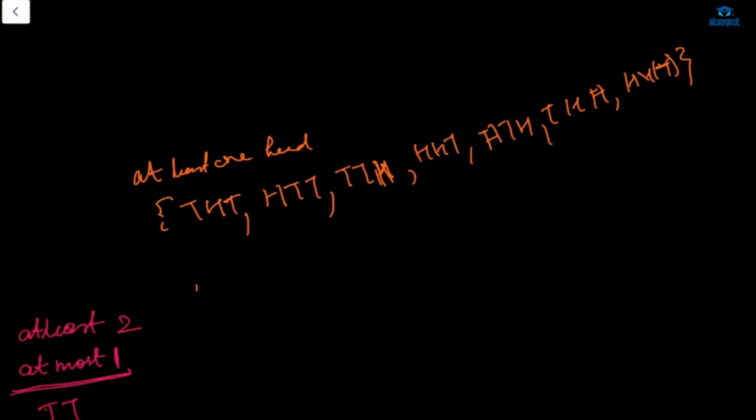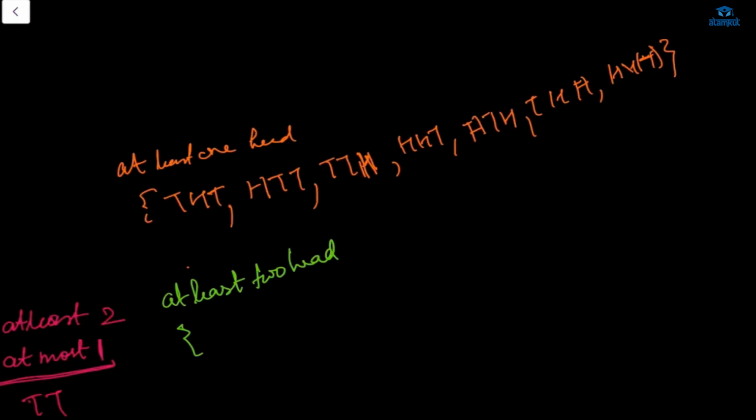Now if I say at least 2 heads, I'm using a different pen to distinguish. If I'm writing at least 2 heads, then a minimum of 2 heads should be there. So it will be HHT, HTH, THH, and HHH. Okay, so have you understood this concept of at least and at most? And this was of at least.